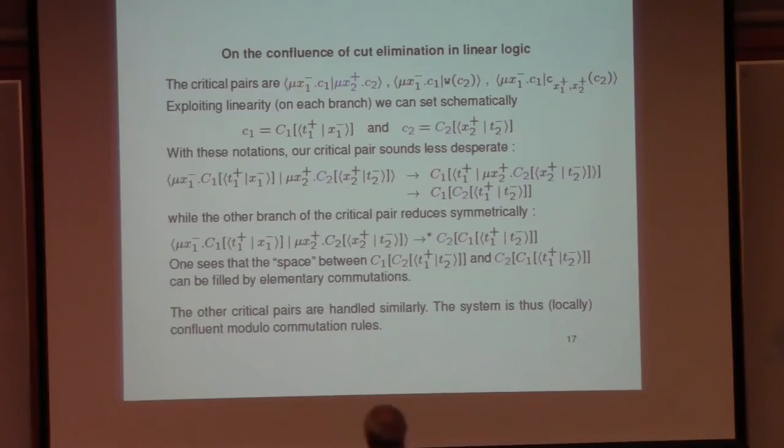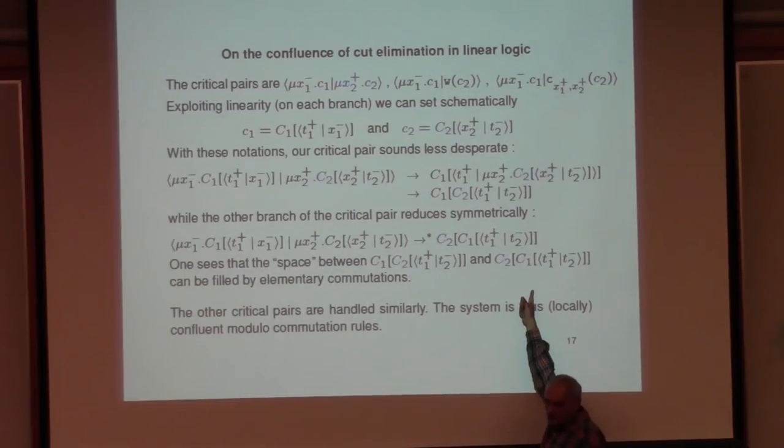So now, if I apply first the mu x1 minus rule, then I substitute for x1 minus the term on the right, and after a second step, what I end up with is this term, C1, C2, T1 plus T2 minus. The important information is that I'm piling up the contexts capital C1 and capital C2 in this order. While if I had chosen symmetrically to reduce the mu x2 plus first, then I would have piled the contexts in the reverse order. Okay?